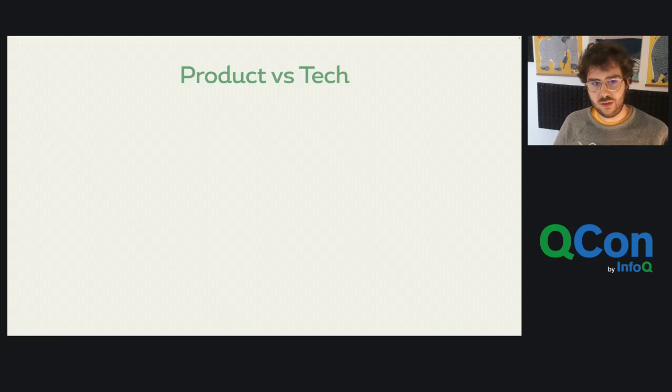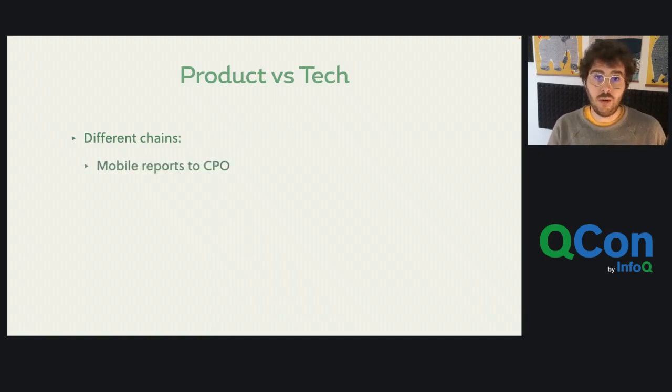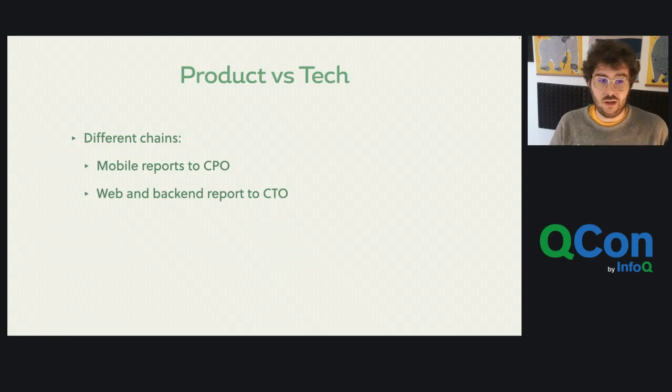Then there's something else that's quite important, and this is something that was brought up by people I talked to when preparing this talk. In particular, there's a big common case in mobile, which is that there are two different chains of command and chains of reporting for mobile and for tech. This is especially in the big rewrite scenario, where mobile reports to product. It's seen as part of product, whereas backend and web, they are tech. They report to the CTO.